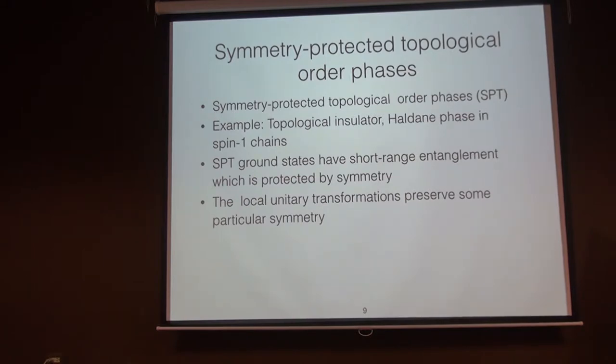However, if we apply a symmetric local unitary transformation, such as preserving the isotropic symmetry, it will flow to a non-trivial fixed point. So we call it the symmetry protected topological phase. The well-known example is the topological insulator and the Haldane phase in the one-dimensional spin-one chain. In the following, I will study the symmetry protected topological phase.